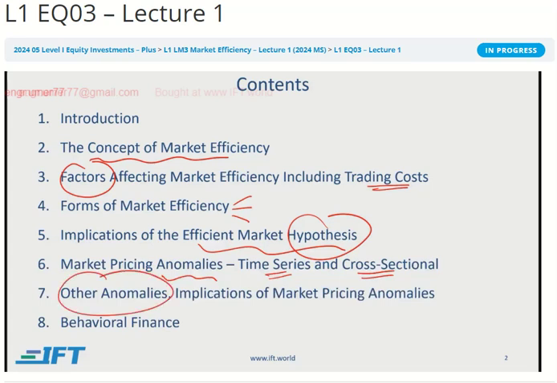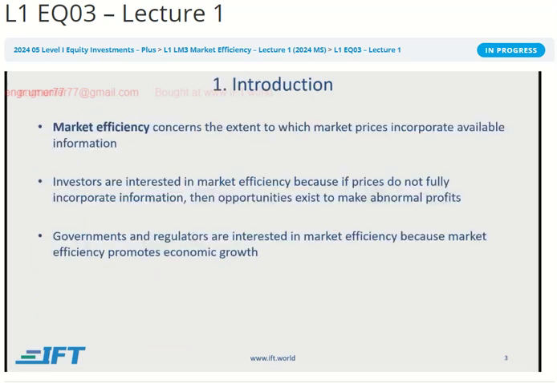We'll look at some other anomalies and what are the implications of these anomalies and what is the link of behavioral finance with these anomalies. So let's get started. First of all, what is the market efficiency concept?